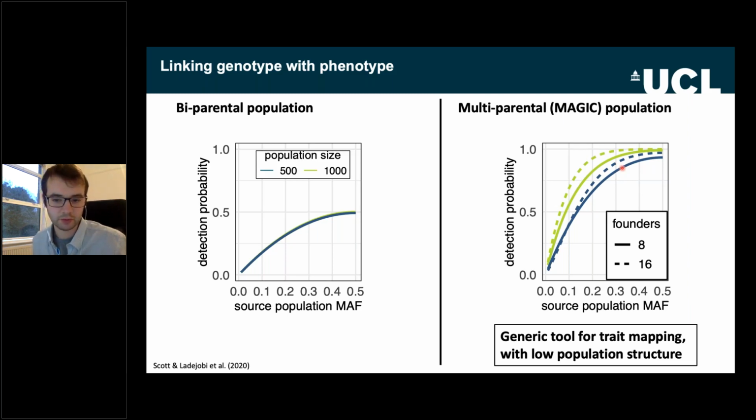So MAGIC populations are a useful, generic tool for trait mapping, and they also, obviously, as they're experimentally produced populations, avoid confounding problems of population structure. So here we're using a MAGIC population to dissect general patterns of trait genetic architecture in the population of interest.